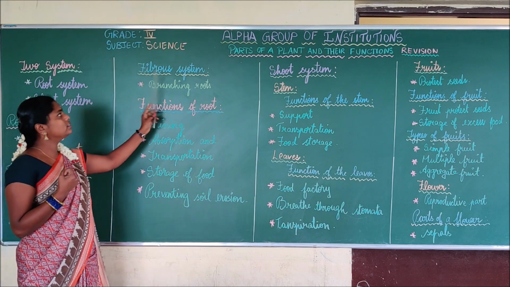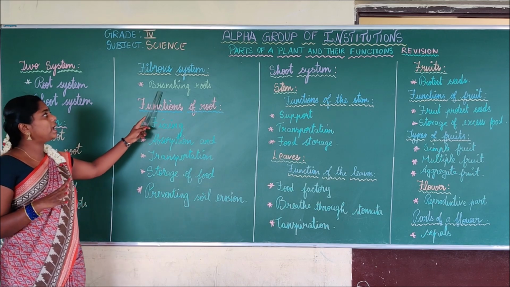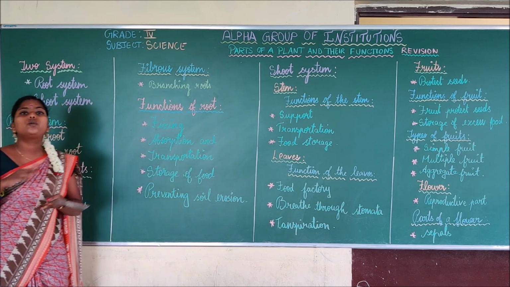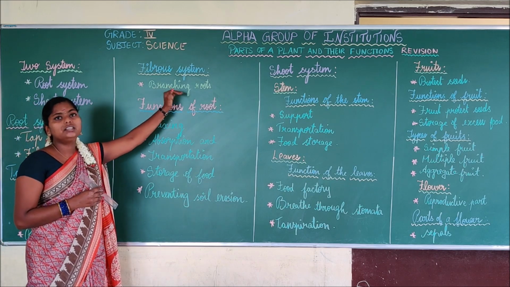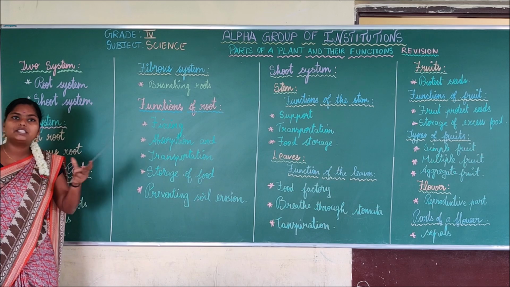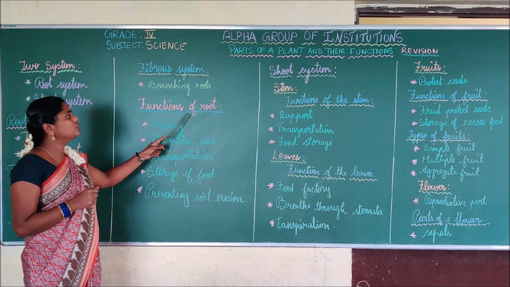So in fibrous system, it is not having so many parts, but it is like a branching roots. It is very close to the earth surface and it is like a branching roots. So many small branches of roots will be under the ground. The next one is functions of roots.